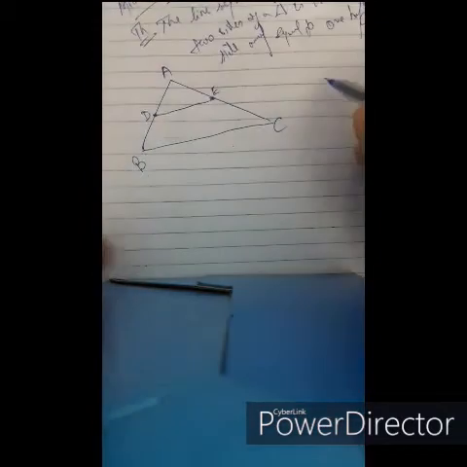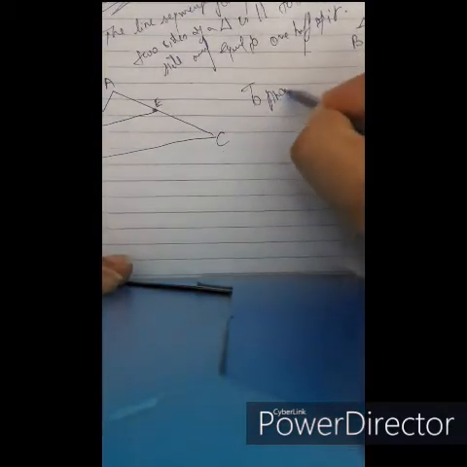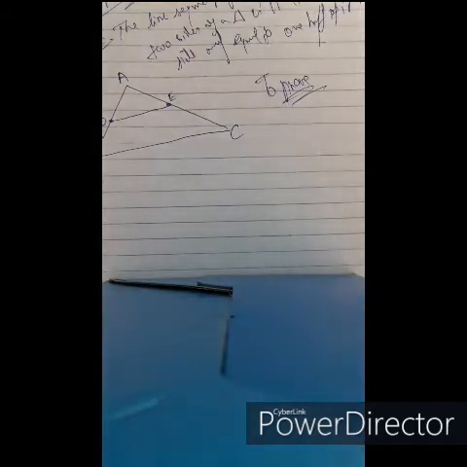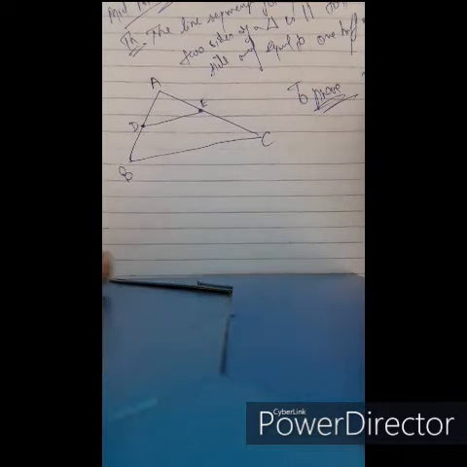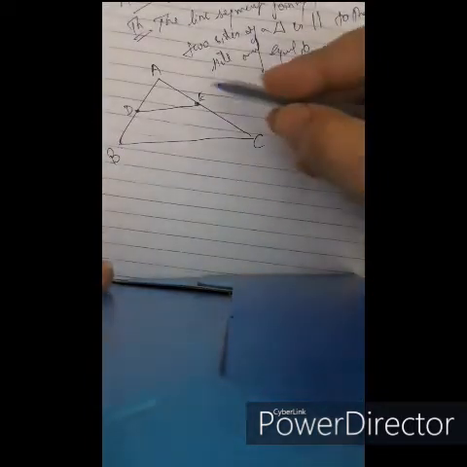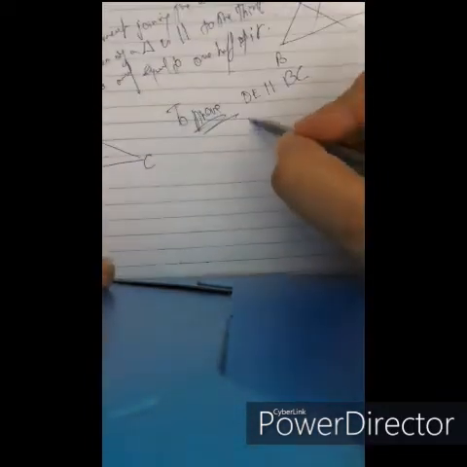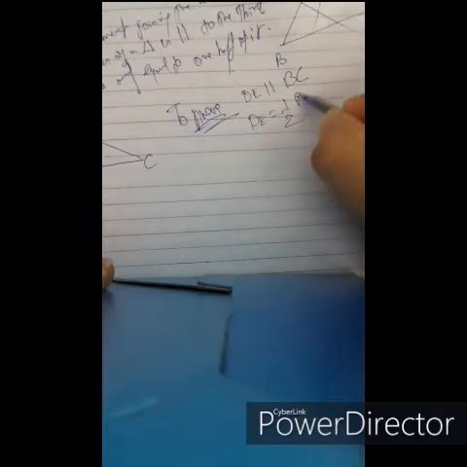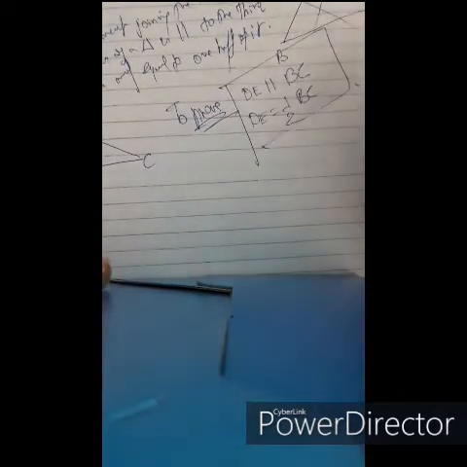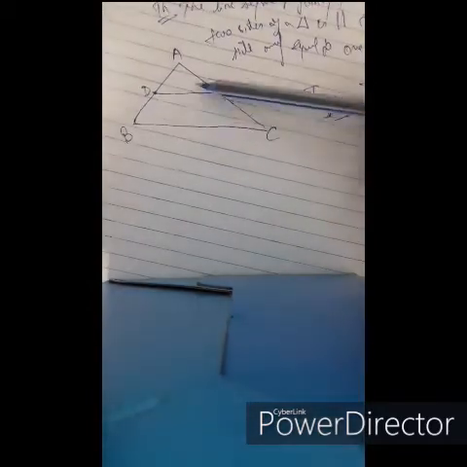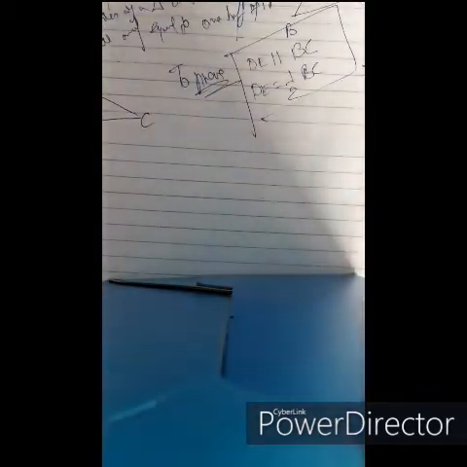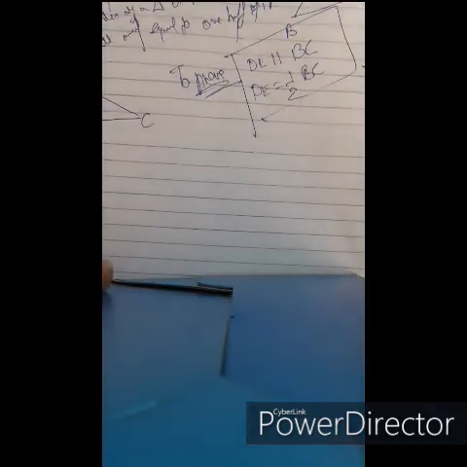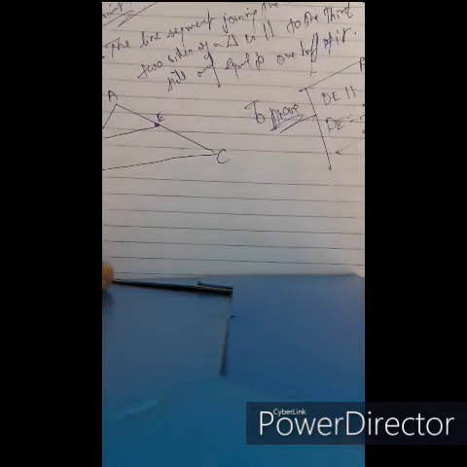We have to prove that D and E are the midpoints, DE is parallel to BC and DE equals half of BC according to the theorem. The line segment DE is parallel to the third side BC, and DE is equal to half of BC. We have to prove this. So how do we do that? We have to make a construction.